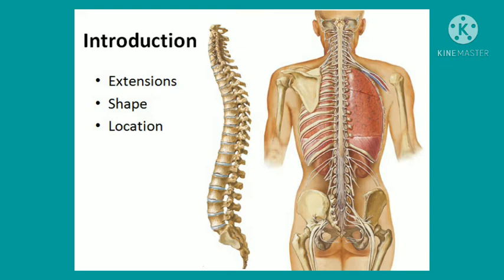The level is, however, variable and the cord may terminate one vertebra higher or lower than this level. And the level also varies with the flexion or extension of the vertebral column. It is a cylindrical shaped structure and slightly flattened anteroposteriorly.